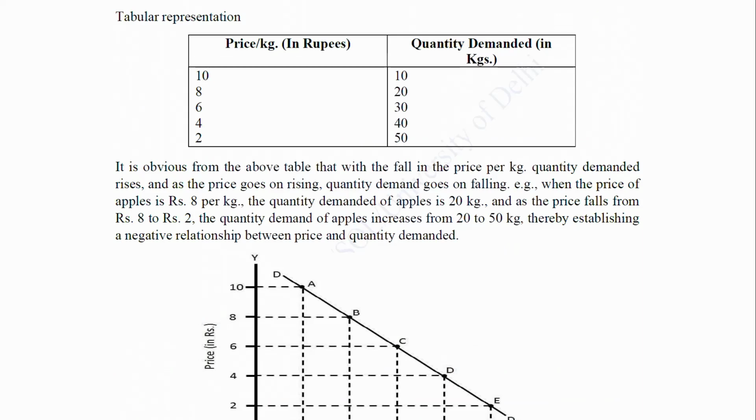It is obvious from the table that with the fall in the price per kg, quantity demanded rises, and as the price goes on rising, quantity demanded goes on falling. Example, when the price of apples is rupees 8 per kg, the quantity demanded of apples is 20 kgs. And as the price falls from rupees 8 to rupees 2, the quantity demanded of apples increases from 20 to 50 kg, thereby establishing a negative relationship between price and quantity demanded.